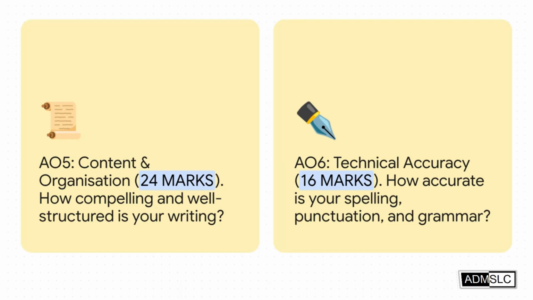Well, it's broken into 2. AO5 is about your ideas, your creativity, your structure. That's worth a huge 24 marks. Then AO6 is your technical accuracy, your spelling, punctuation, and grammar. That's worth the other 16. So you can see even the most amazing story can't get top marks if it's full of mistakes.